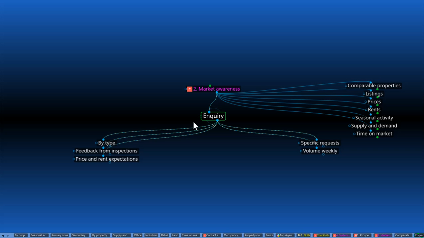So the inquiry by type. By type, that is by buyer or by tenant. How many buyers are out there looking around? Is it a buyer's market? Is it a tenant's market? Who are the people looking for what's out there at the moment?